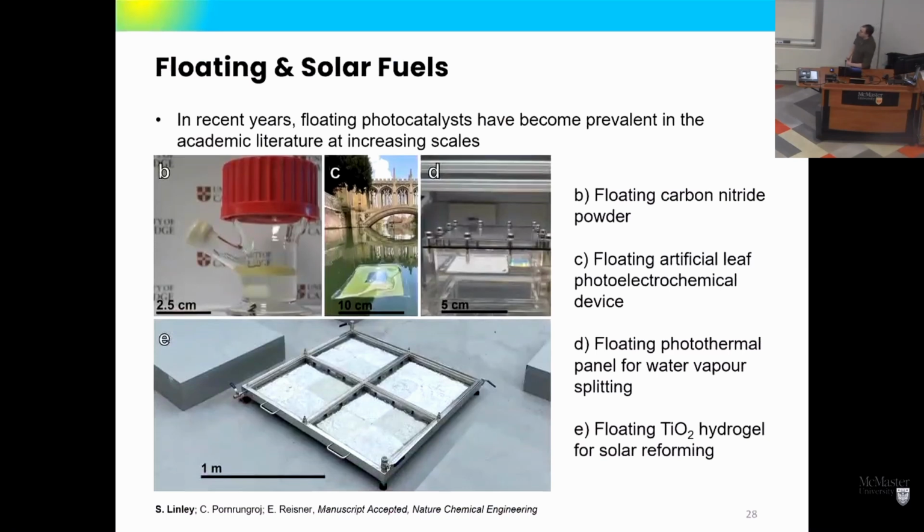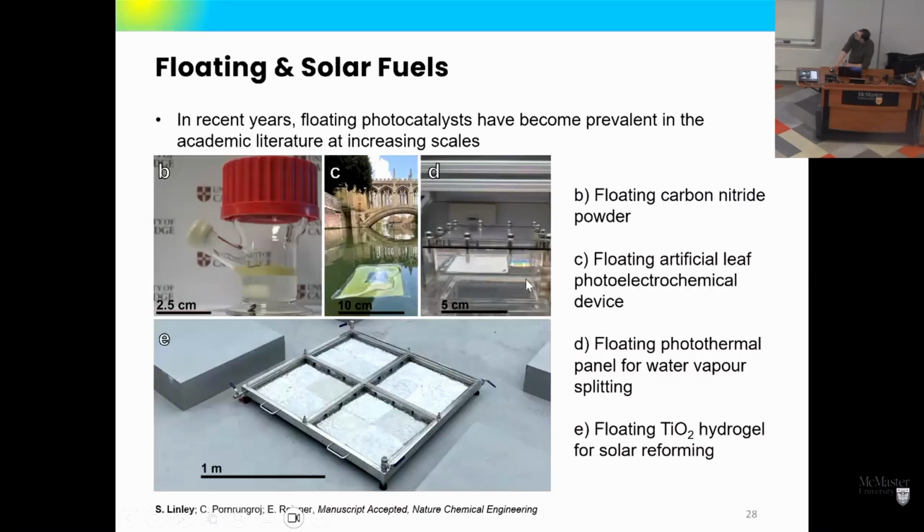In recent years, there has been a significant increase in the number of floating materials that we're seeing in the literature. So of course, this is an example from my paper earlier. This is an example from an artificial leaf, which is a photoelectrochemical device designed with this gas collection baggie here that provides it with its own buoyancy. So it's a prototype for these floating solar fuel devices.